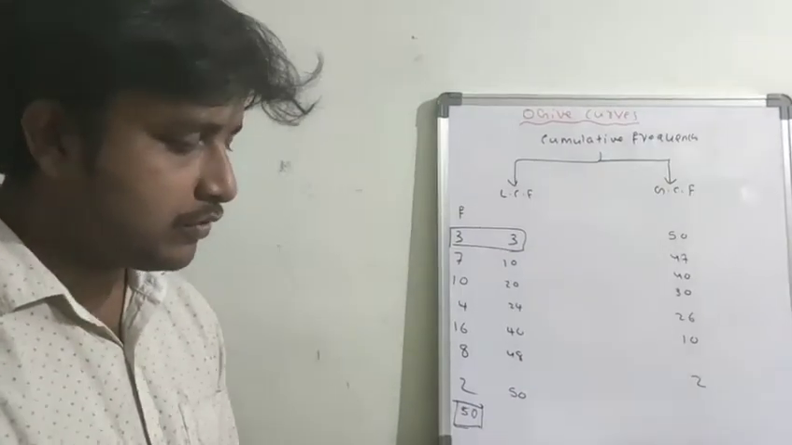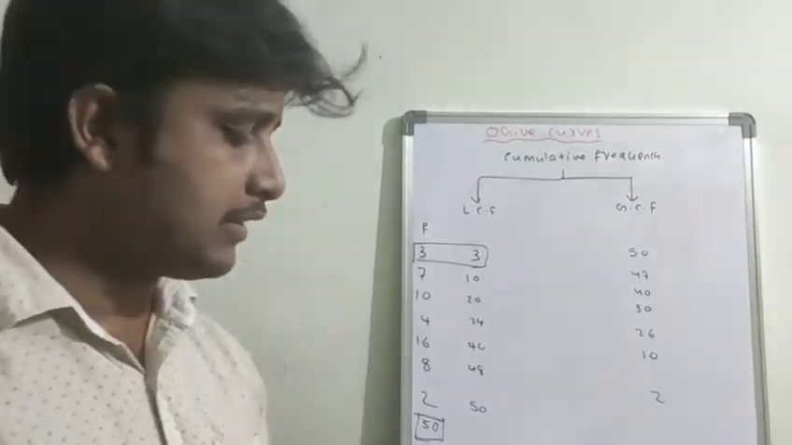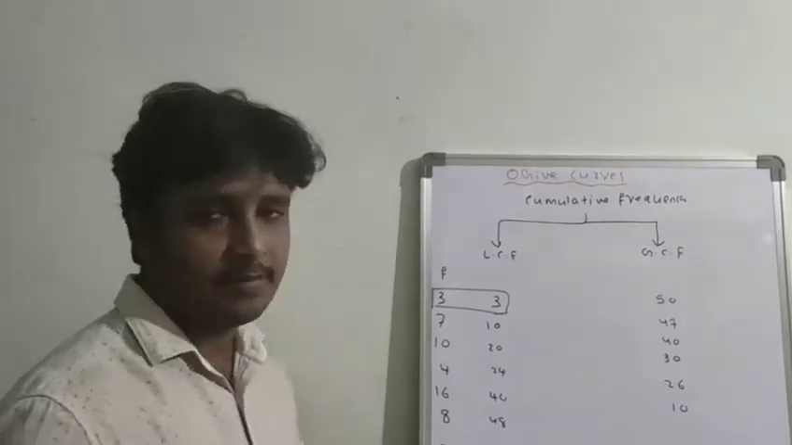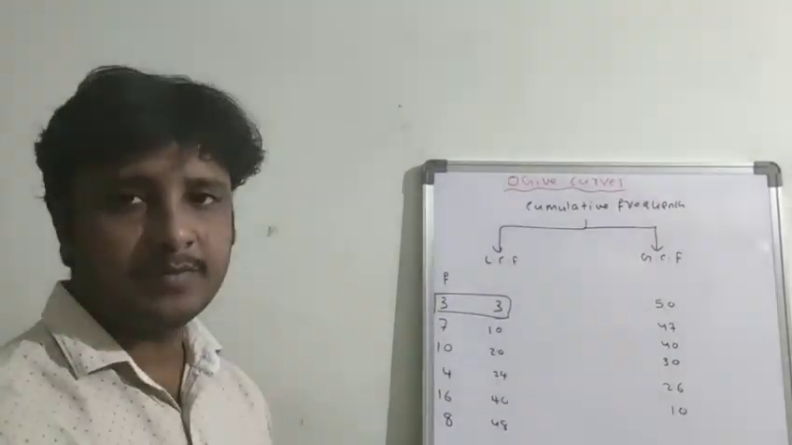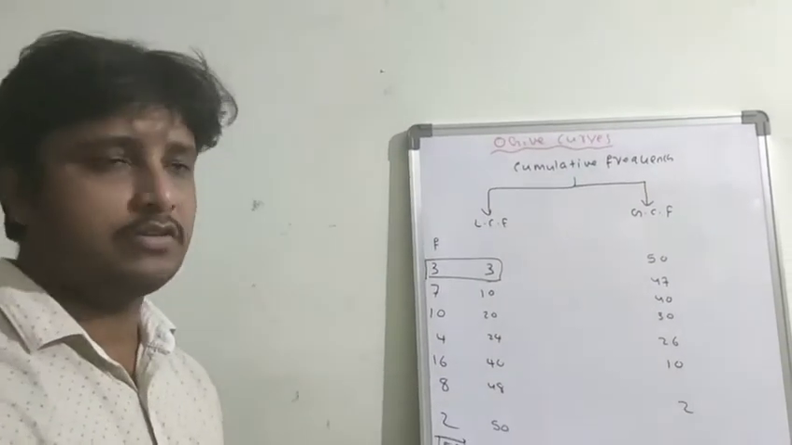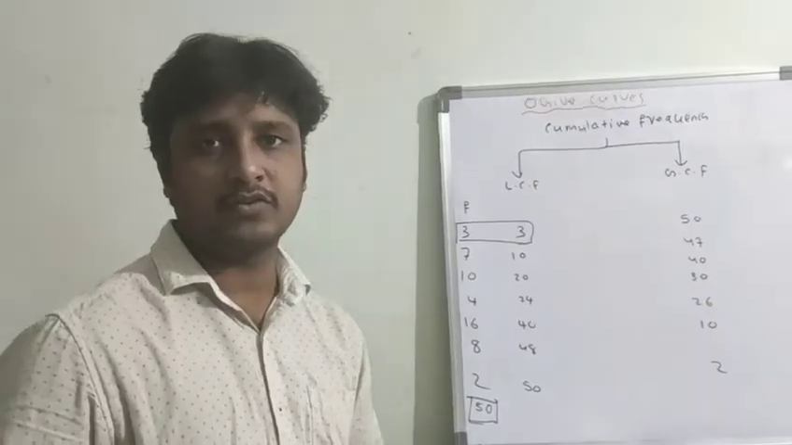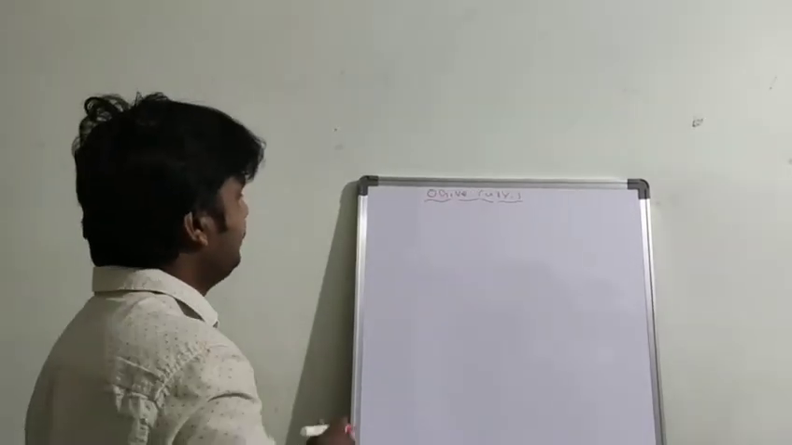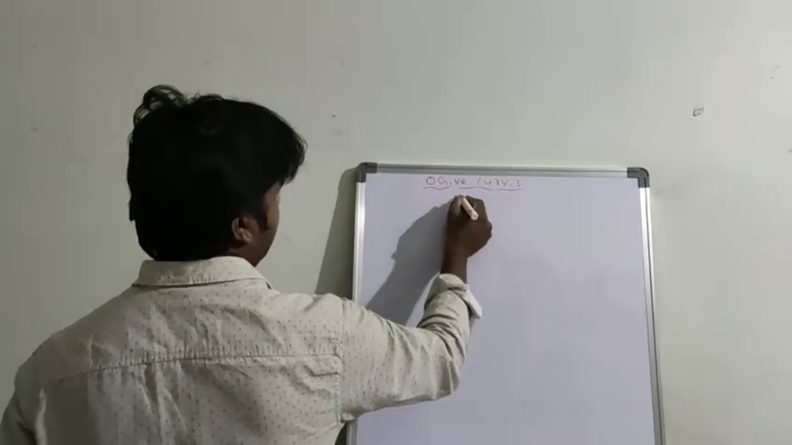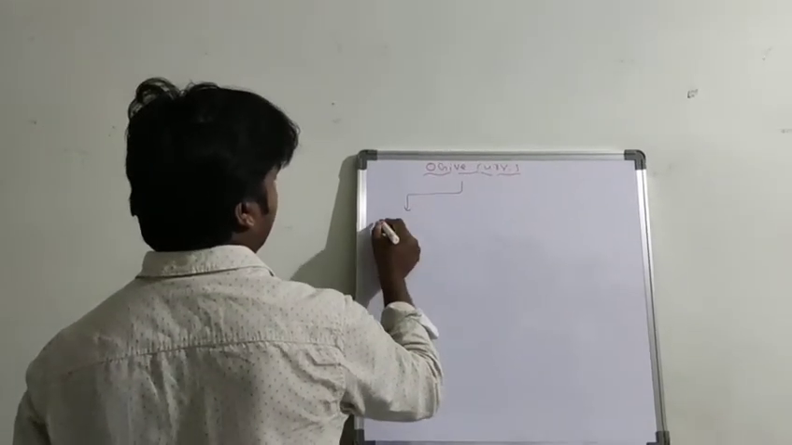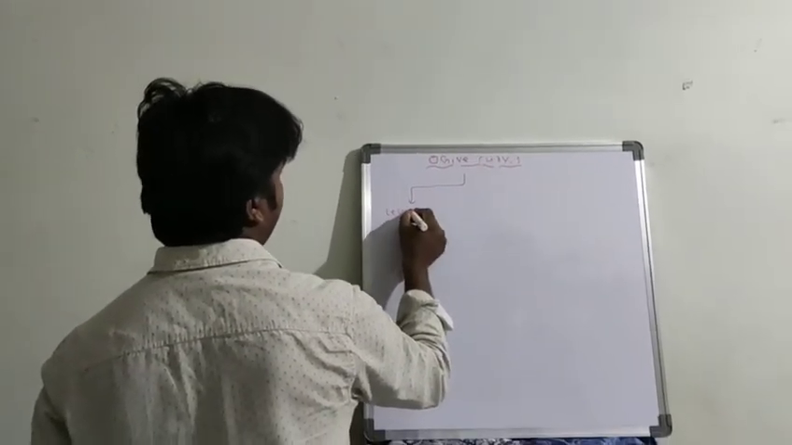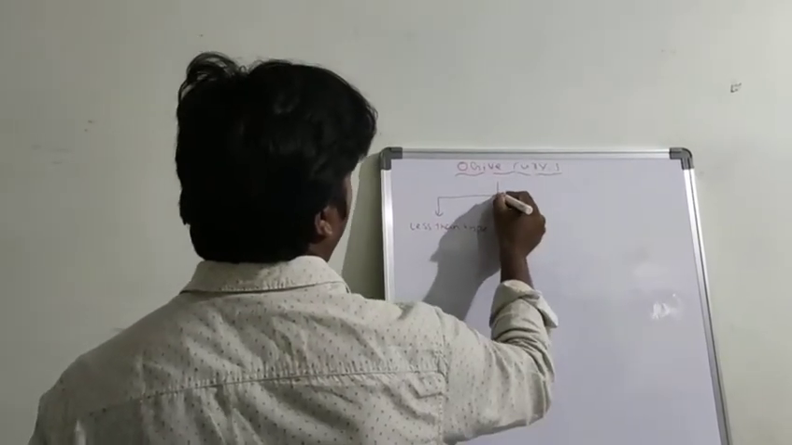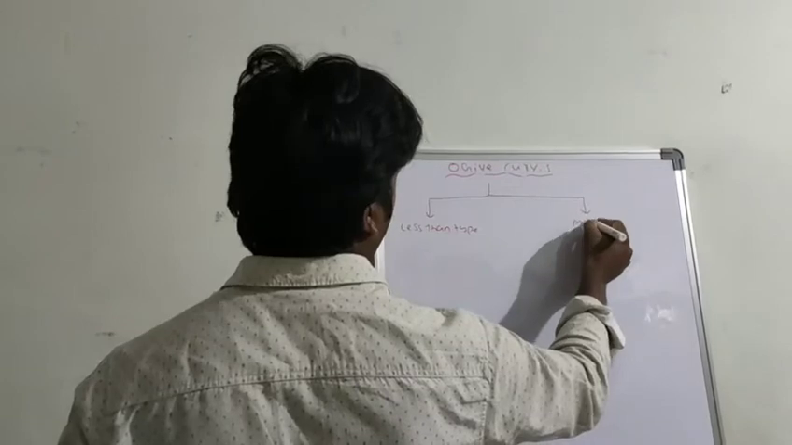Before we start the ogive curves, we have to discuss what specifications to take on the x-axis and y-axis, what the shape of the graph is, and how to identify the median using the graph. Ogive curves are of two types: less than type and more than type.